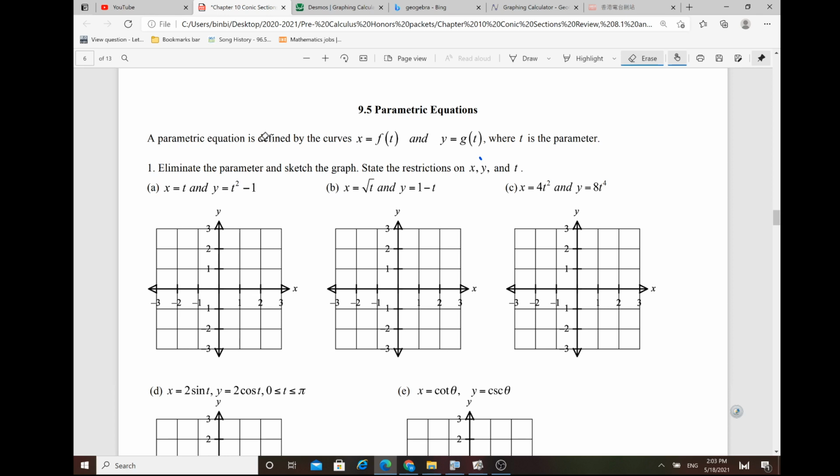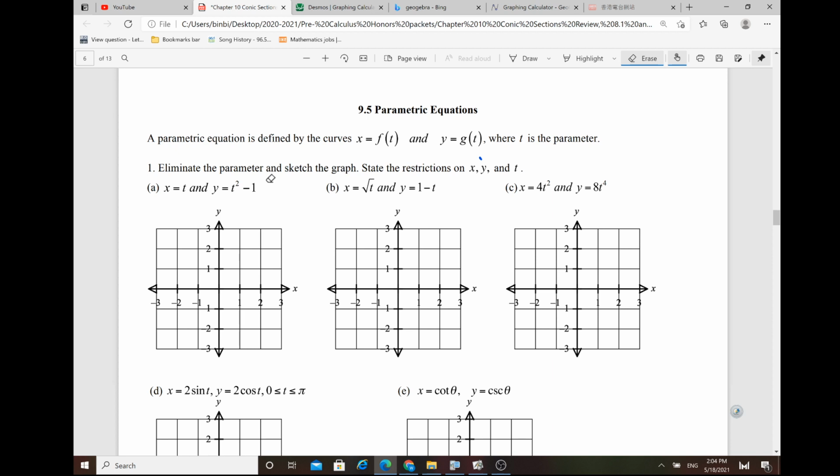A parametric equation is defined by the curve x equals f of t and y equals g of t, where t is the parameter. Sometimes t could be considered the time, or the angle, or any kind of parameter. So the first thing you want to do is eliminate the parameter and then sketch the graph. State the restriction on x, y, and t.